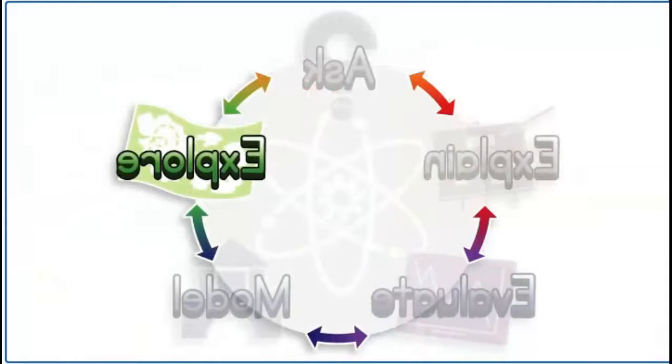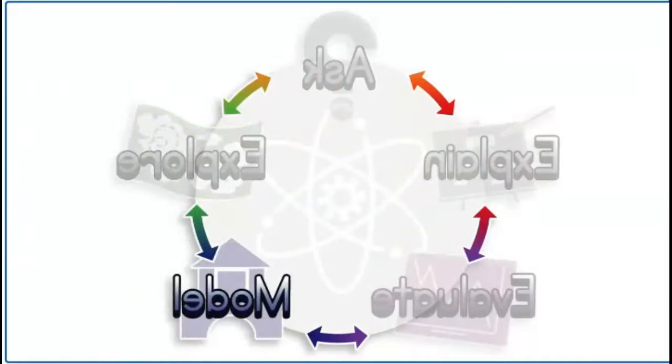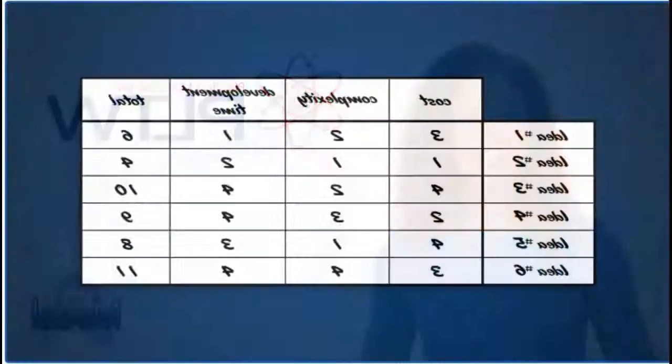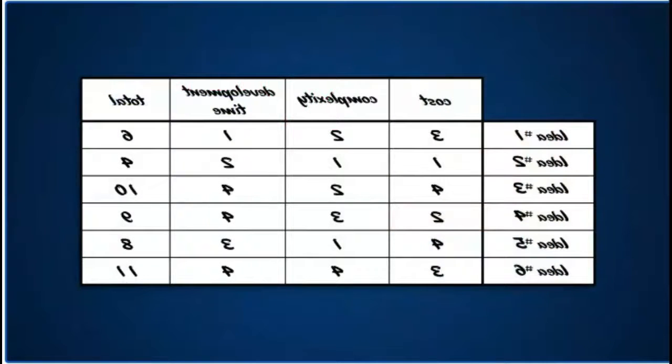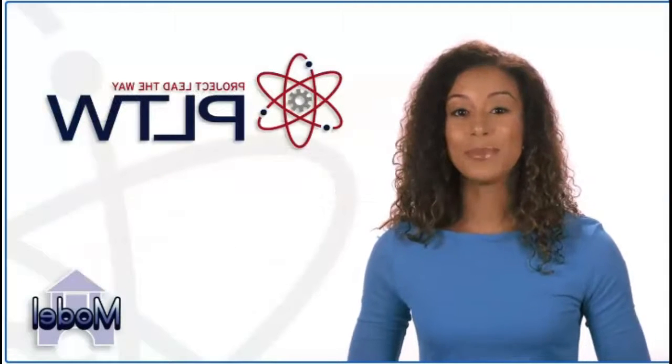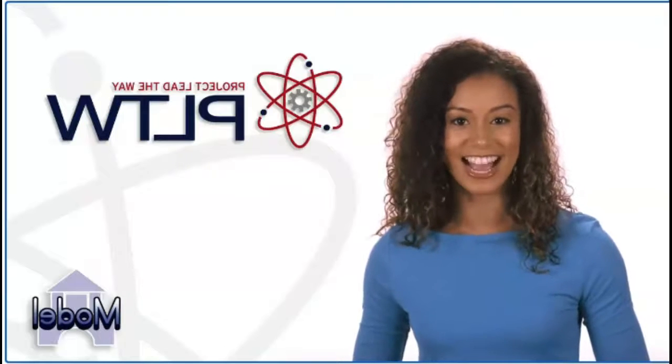The next step in the design process is model. Now that you've come up with multiple ideas for solving the problem, it's time to choose the best possible solution. To help you make the choice, you may use a decision matrix. A decision matrix helps you think about how each design meets the criteria and constraints for the problem. Once you settle on the best solution, you are ready to build a model or prototype of the design.